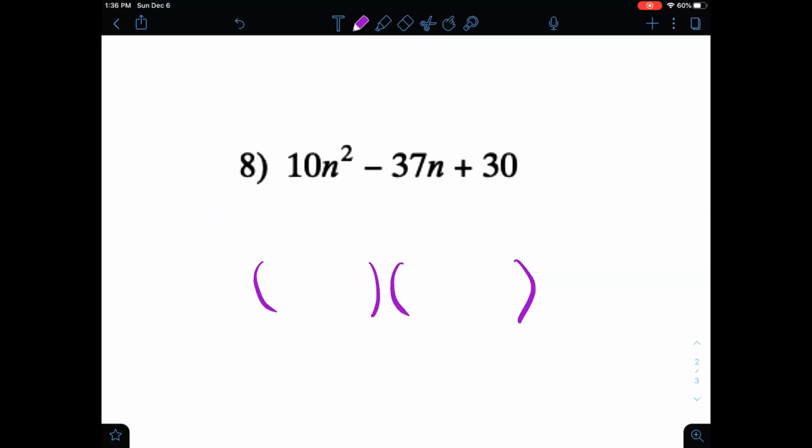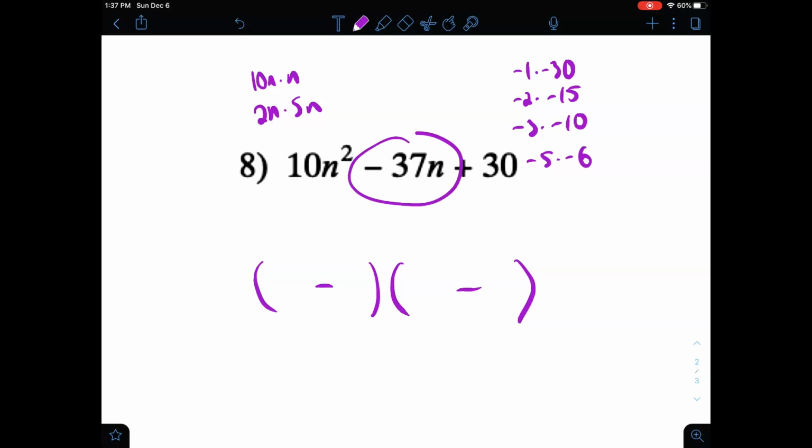So factors of 10n squared are going to be 10n times n or 2n times 5n. This is a negative, but it's also a positive here. This one's going to be nice. So it's going to be 2 negatives in the middle, we know for sure. Factors of 30 are going to be negative 1 times negative 30, negative 2 times negative 15, negative 3 times negative 10, negative 5 times negative 6. I think those are the basic ones. So we need to just guess and check. We need to end up with a pretty negative middle number here.